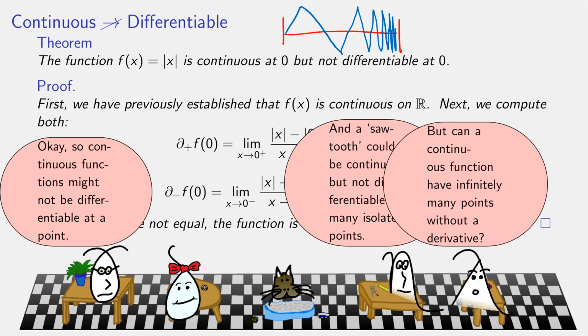So this function will be continuous, but not on the compact interval. The way I've drawn it, it'll be continuous on this interval here. It won't be continuous at the right endpoint.